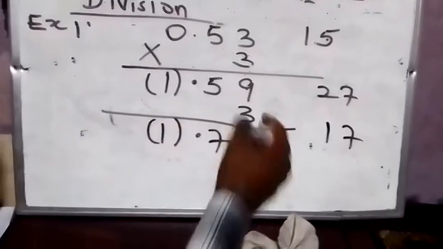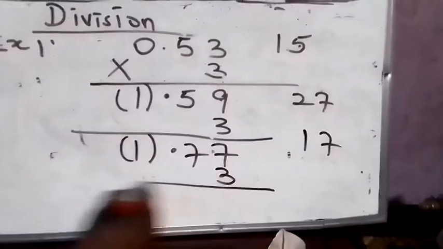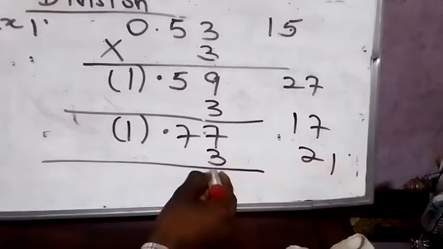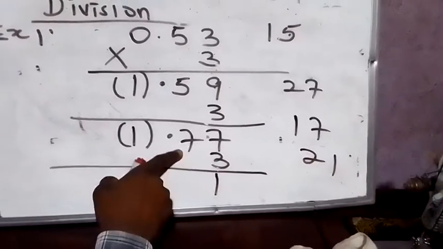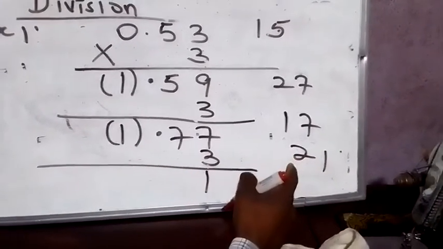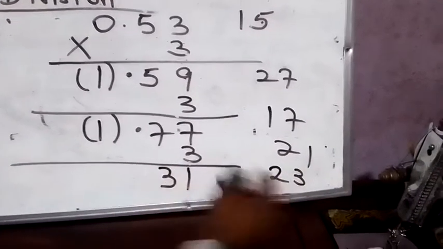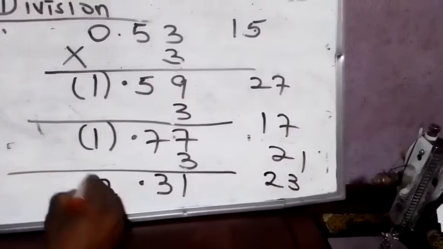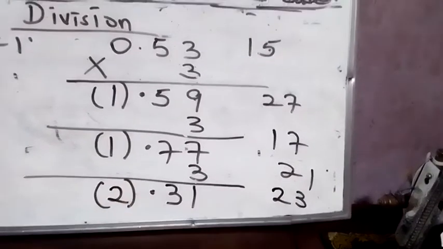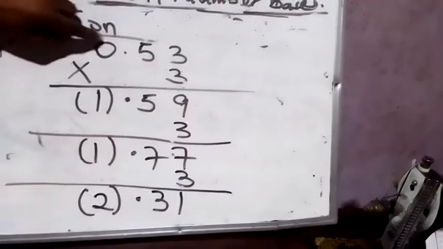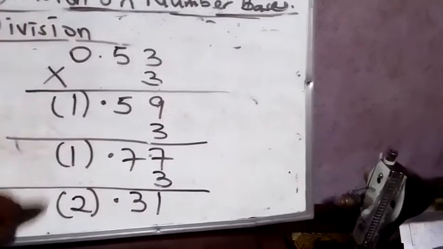So one more time, because it's 3 times. 3 times 7, 21. What do we write? We write 1. 3 times 7, 21. 21 plus 2, 23. We write 3. So the 2 you have here, you just drop it down. So our answer for that division is, you start from here. We are only concerned with what you have here.